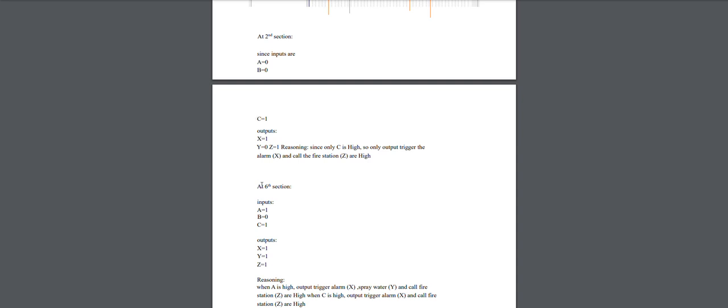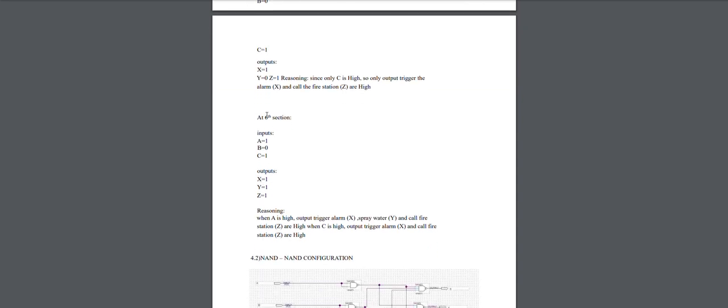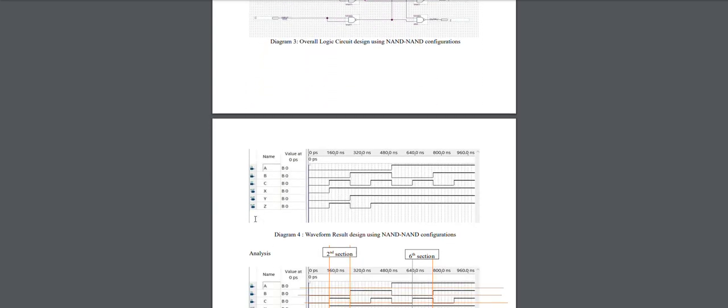And then here at the sixth section, the inputs are A equals 1, B equals 0, and C equals 1. The outputs are X equals 1, Y equals 1, and Z equals 1. And this shows that when smoke and gas are detected, it triggers all outputs.